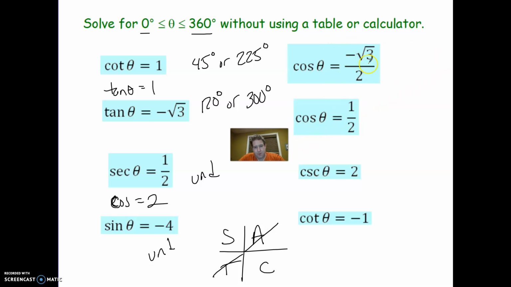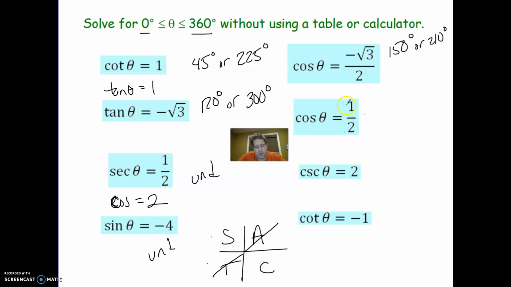Move myself over here. So now cosine of theta, negative. First of all, it's cosine, which means it's negative, which means it can't be here, can't be here. It's got to be in quadrants 2 and 3 because it's negative. And cosine of square root of 3 over 2 happens to be a 30-degree angle. So a 30-degree angle here in quadrant 2: 180 minus 30 makes 150. And then 180 plus 30 makes 210 degrees.